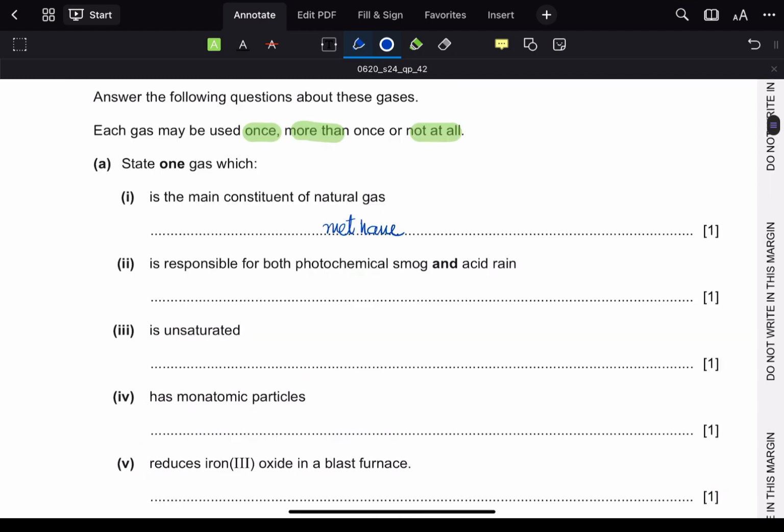Part 2 is responsible for both photochemical smog and acid rain. These are the properties of nitrogen dioxide. Part 3 is unsaturated. Unsaturated means that the compound contains a carbon-carbon double bond, which is a property unique to alkenes. Propene is the only alkene we have in our list.